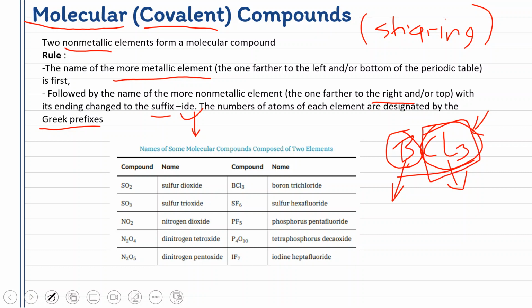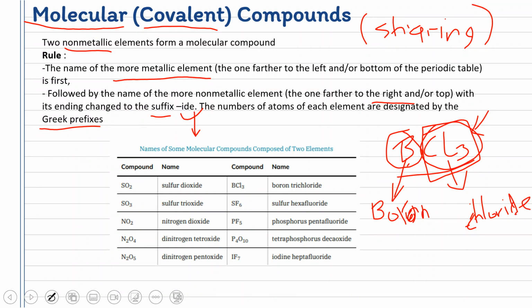Okay, so let's try with this. I have boron. We all know B is boron, so I write the name of boron. Now this is chlorine, but the rule says that I should end the suffix with what? "Ide." So instead of chlorine, I'm thinking of something like chloride.